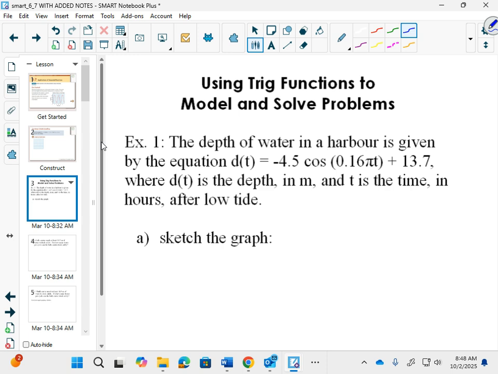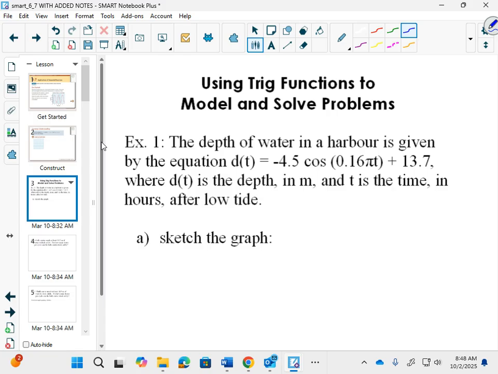So here's the equation. The depth of the water is negative 4.5 cos 0.16 pi t plus 13.7. First thing I notice here is the numbers aren't as nice as normal, right? Because when you get to an actual real world problem, the real world doesn't say, oh, you don't like decimals? I'm sorry, we'll make the number nice for you. No, the real world doesn't do that. Usually those questions are a lot messier.